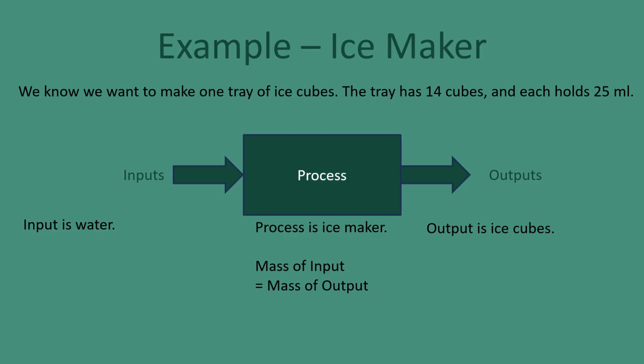Now we did this all as a batch process in that we made one ice cube tray, and if we want to make another one, we start the process all over again. So in this case, the input is water. The process is freezing the water into ice cubes, and the output is ice cubes. Now the mass of the water in is what ends up being the mass of the ice cubes out. This process does not change the mass across.